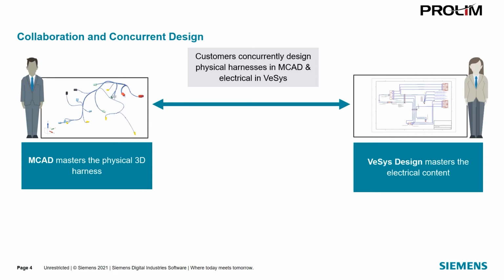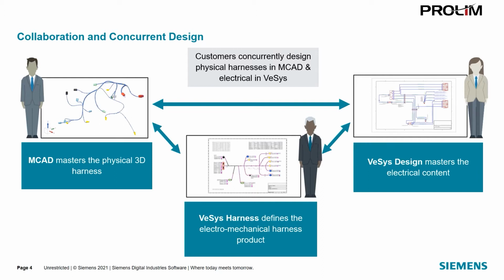Here, the mechanical and electrical disciplines can work independent of each other, but can easily pass data back and forth as it becomes available. The harness designer, using VSys harness, combines the Mcat and electrical data to fully define the electromechanical harness product. These interactions enhance the visibility between the Ecad and Mcat domains, supporting the co-design of mechatronic products. Having a better understanding of the impact electrical and mechanical specific decisions may have on the other domain is critical to the overall design quality.